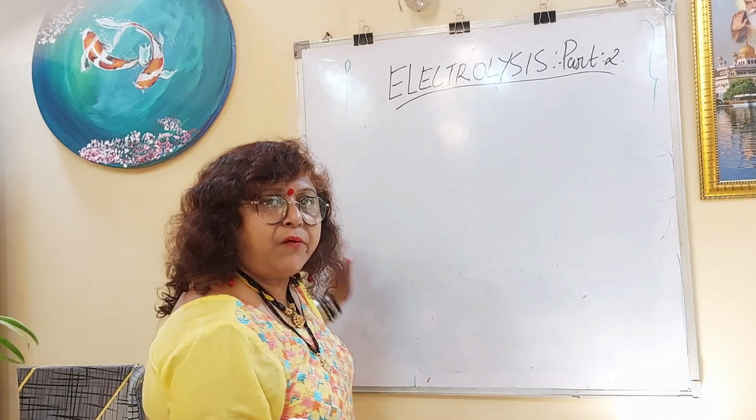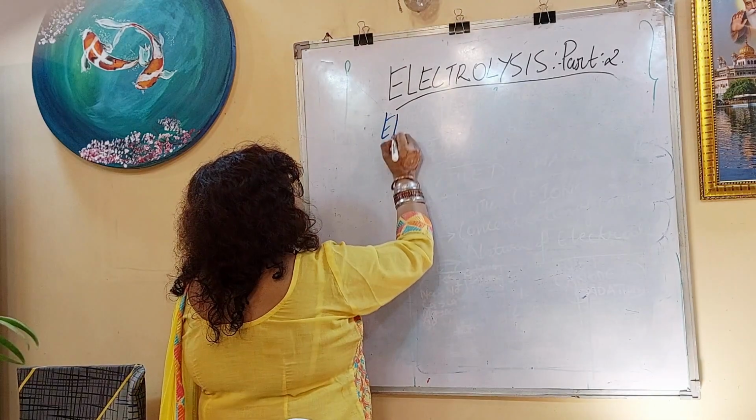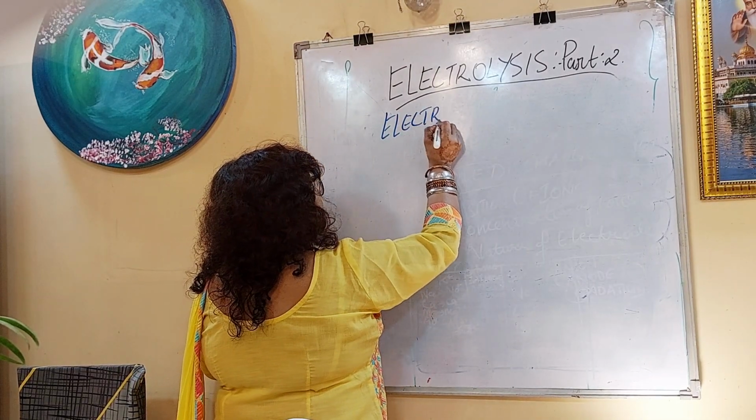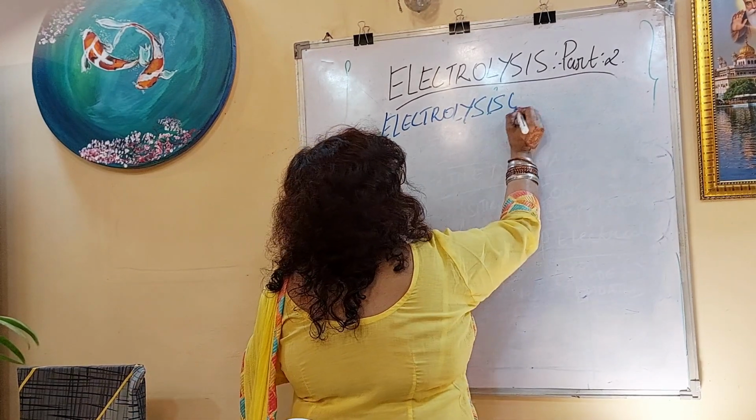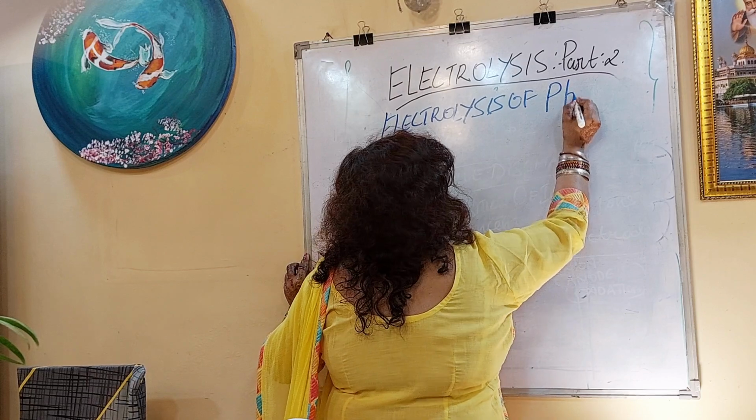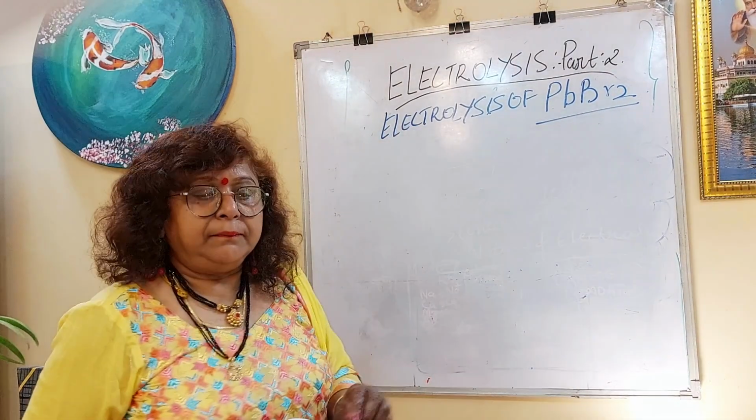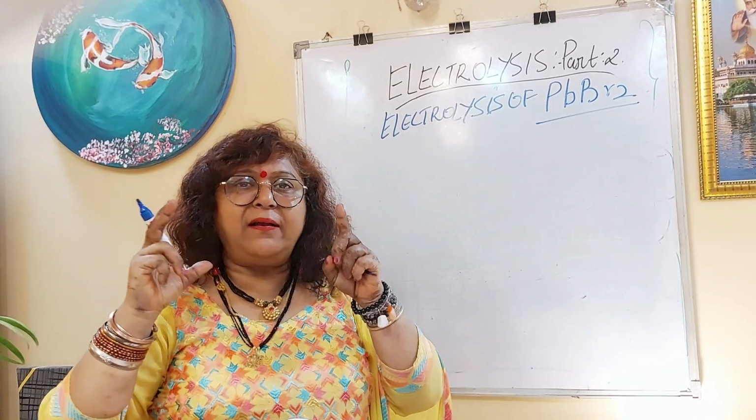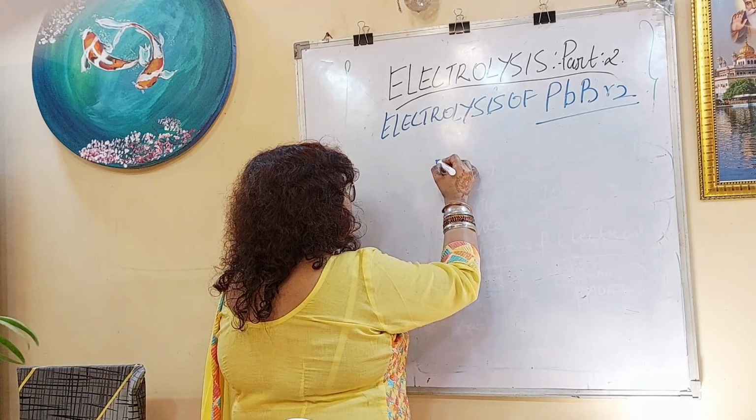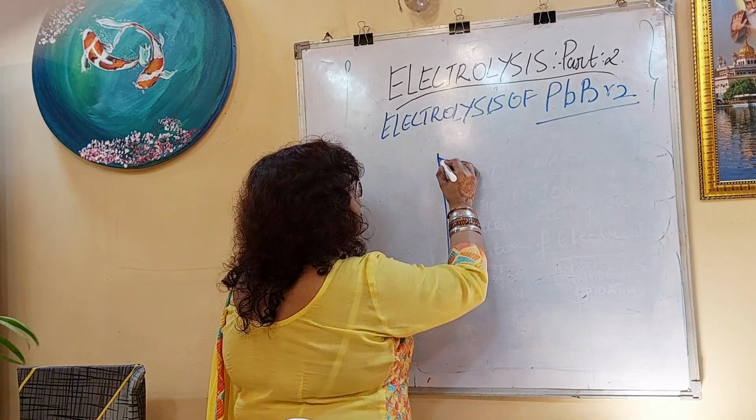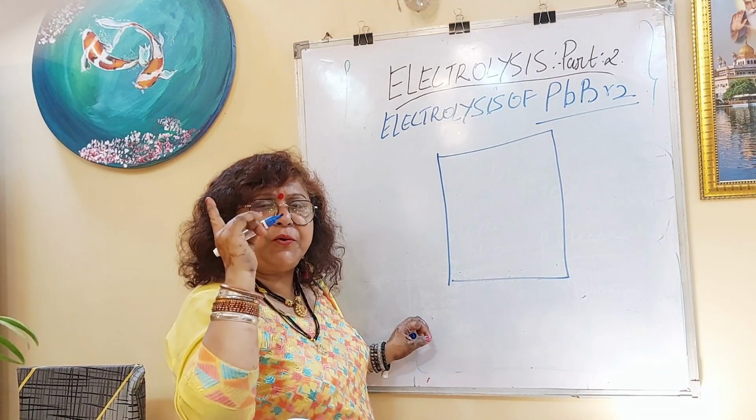Now we will go for electrolysis of molten lead bromide. Now for this you have to draw the diagram, a very important diagram. I am just drawing a simple one. Every diagram in your board exam should be drawn in a box. First thing, a diagram should be in a box.